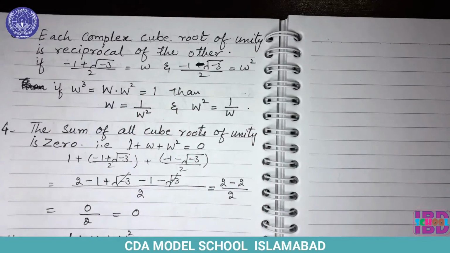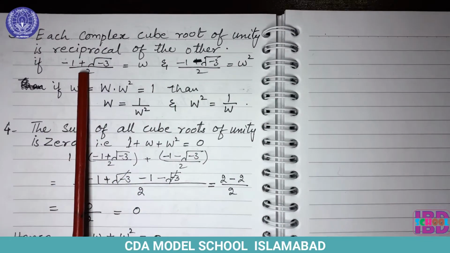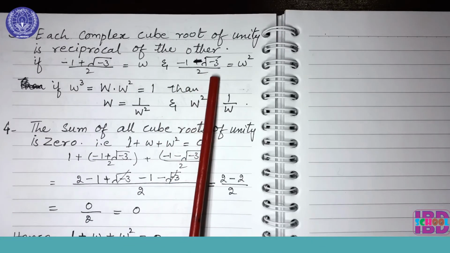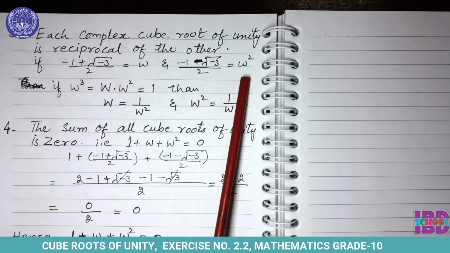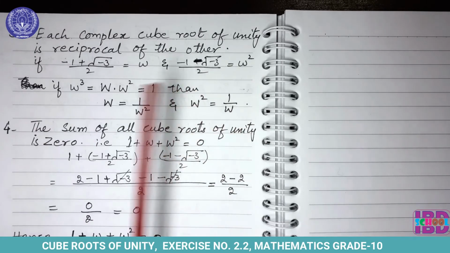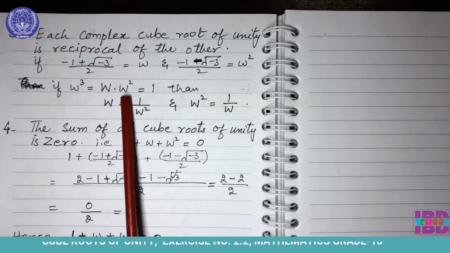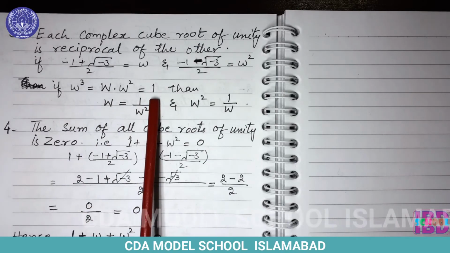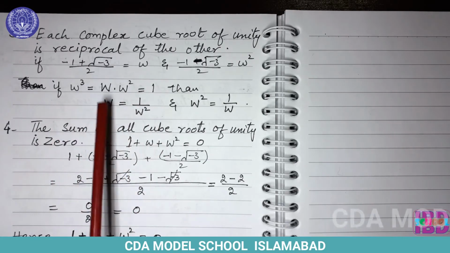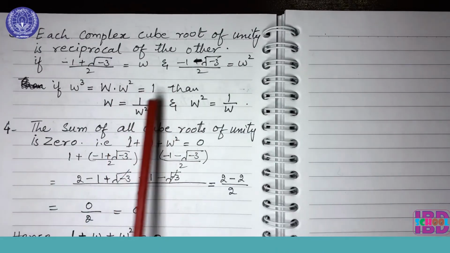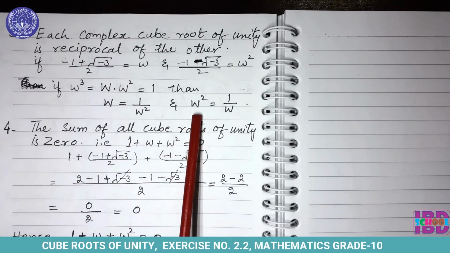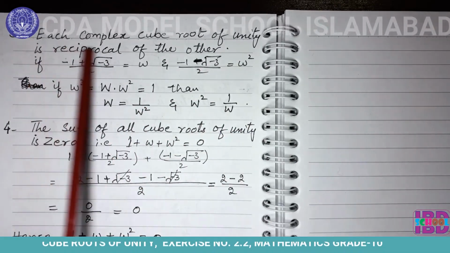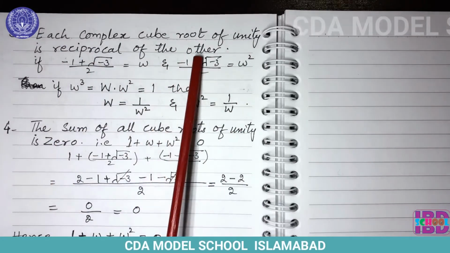If minus 1 plus under root minus 3 by 2 is equal to w, and minus 1 minus under root minus 3 by 2 is equal to w square, then w square into w is equal to w cube, which is equal to 1. Then w is equal to 1 by w square, or w square is equal to 1 by w. So each complex cube root of unity is the reciprocal of the other.